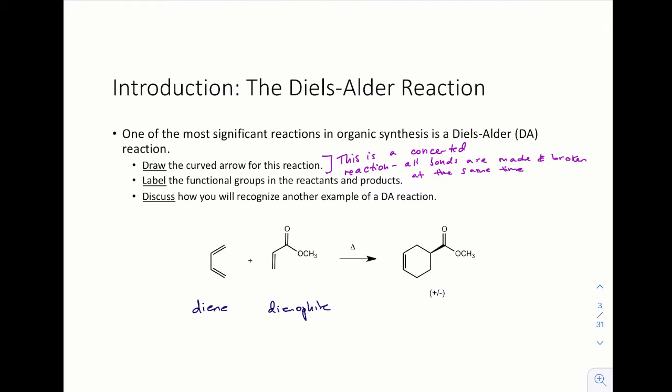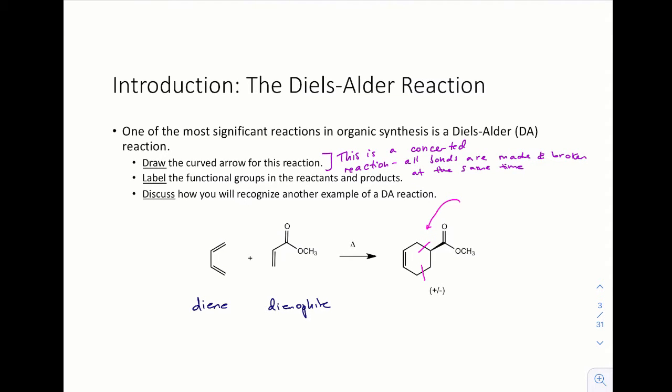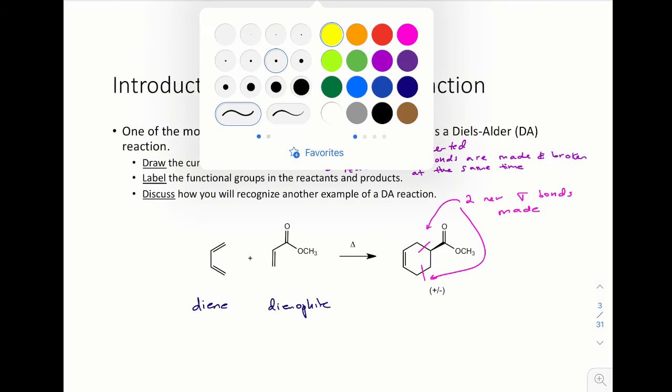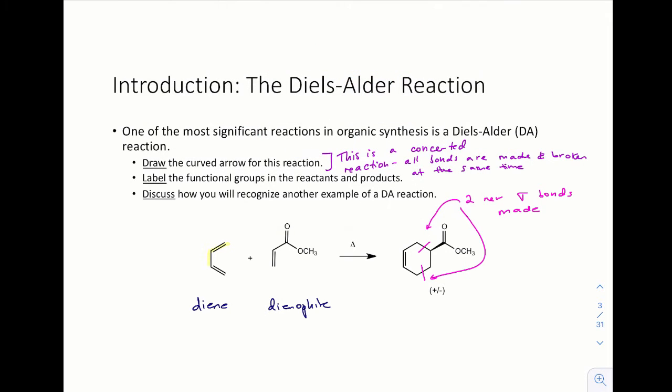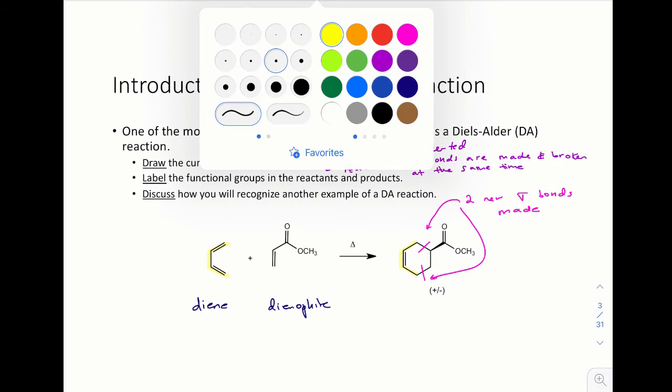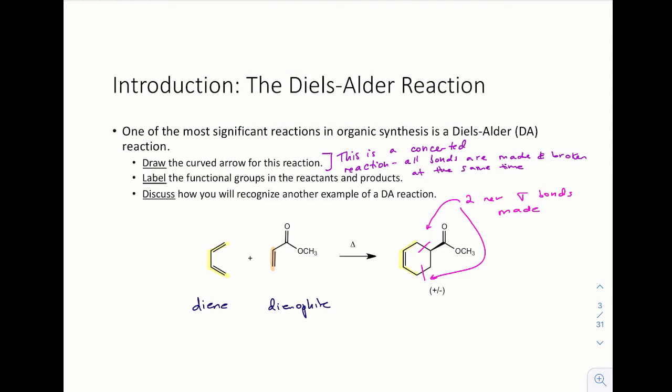The Diels-Alder reaction is a concerted reaction, meaning that all of the bonds that are made and broken are made and broken at the same time in one single transition state. We can see that these two new sigma bonds are made between a diene, and those four atoms end up right here, and what is called a dienophile. That's just fancy for alkene, right?